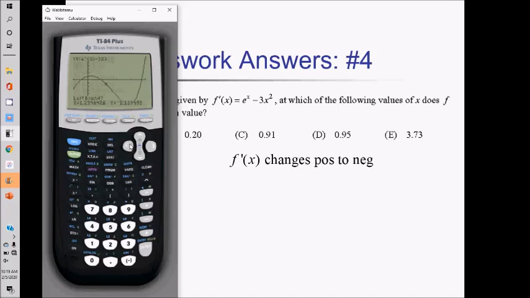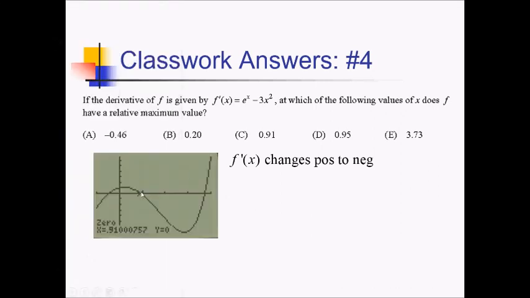Let me arrow over here, get my spider a little bit to the left, press enter, a little bit to the right, press enter a third time for kicks and giggles, and then we have about 0.910 where we intersect there. So since f prime changes positive to negative at 0.910, that means f has a relative max there. So that would be choice C.